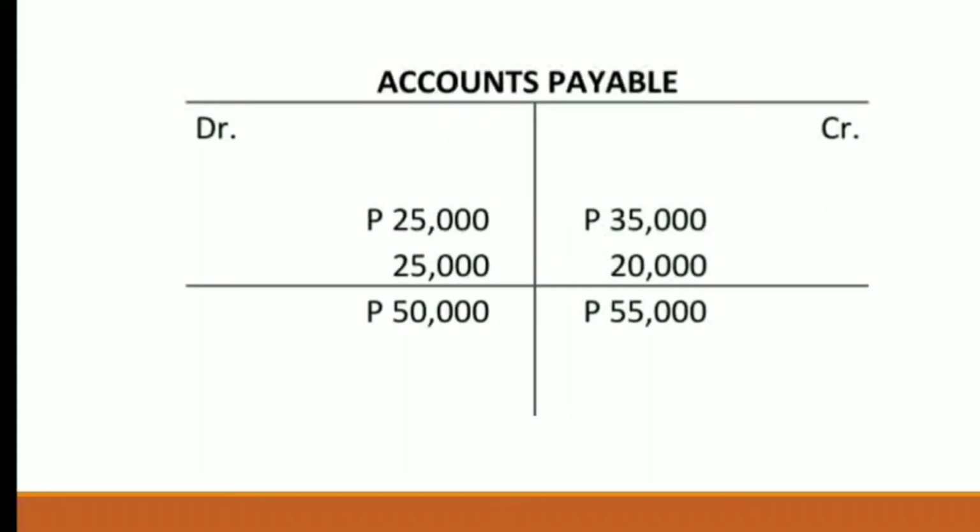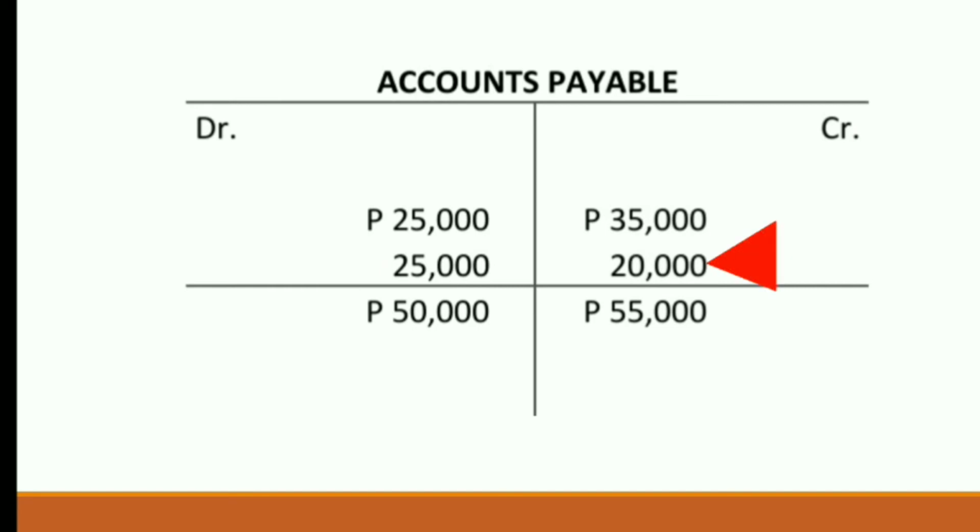Let us now move on to another illustration, and this time we have the accounts payable account. It is called the accounts payable account since the account title accounts payable is written on top of the account. Here in this account, there are two debit entries. We have 25,000 pesos, and we also have another debit entry of 25,000 pesos. In the credit side, we also have two credit entries. We have 35,000 pesos and another credit entry of 20,000 pesos.